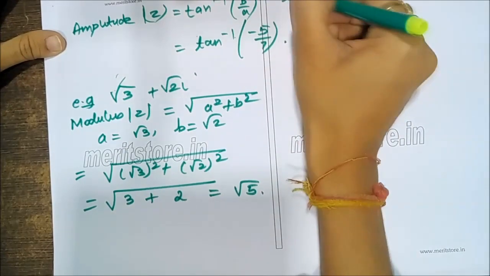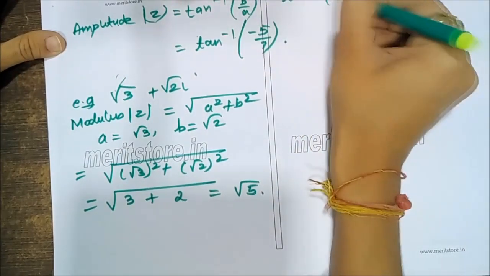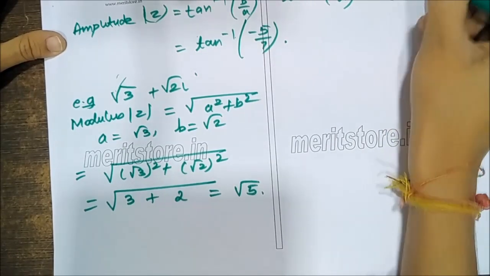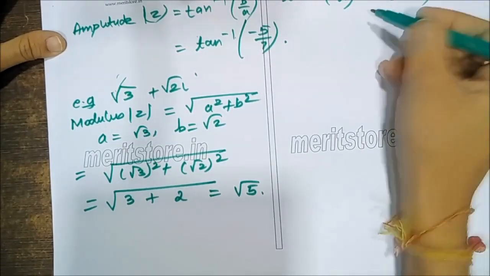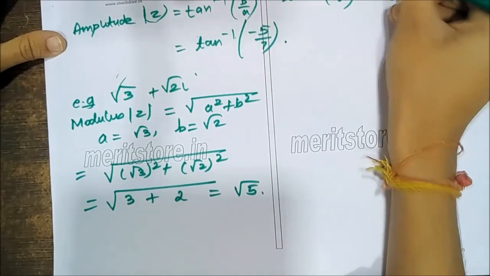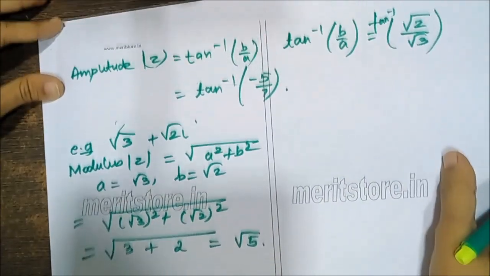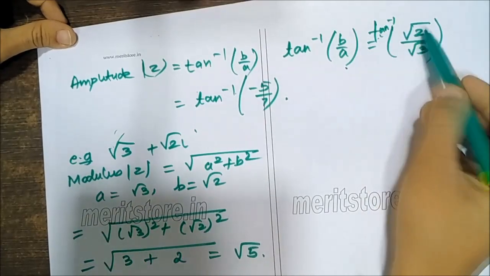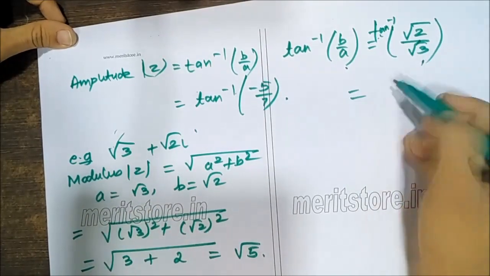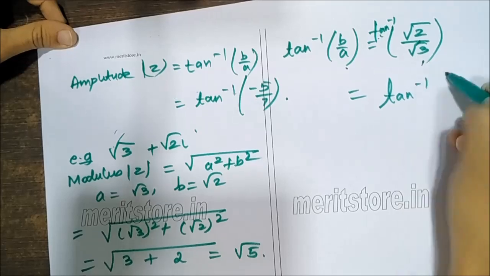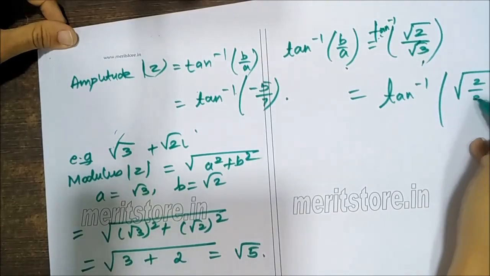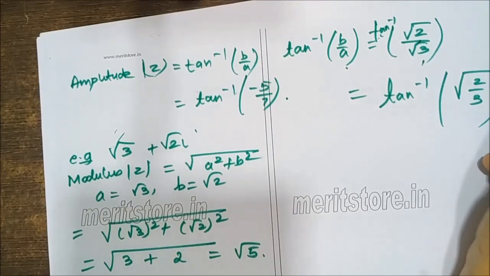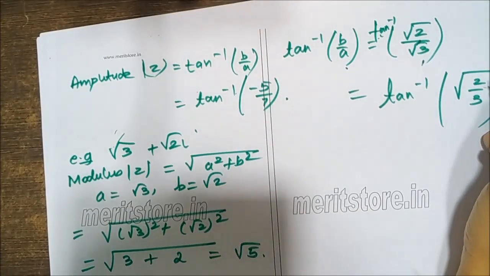And here tan inverse of b upon a, that is root 2 upon root 3. So tan inverse of b upon a, that is tan inverse of root 2 upon root 3. So tan inverse of root 2 upon root 3. That is the direct form for writing this amplitude.